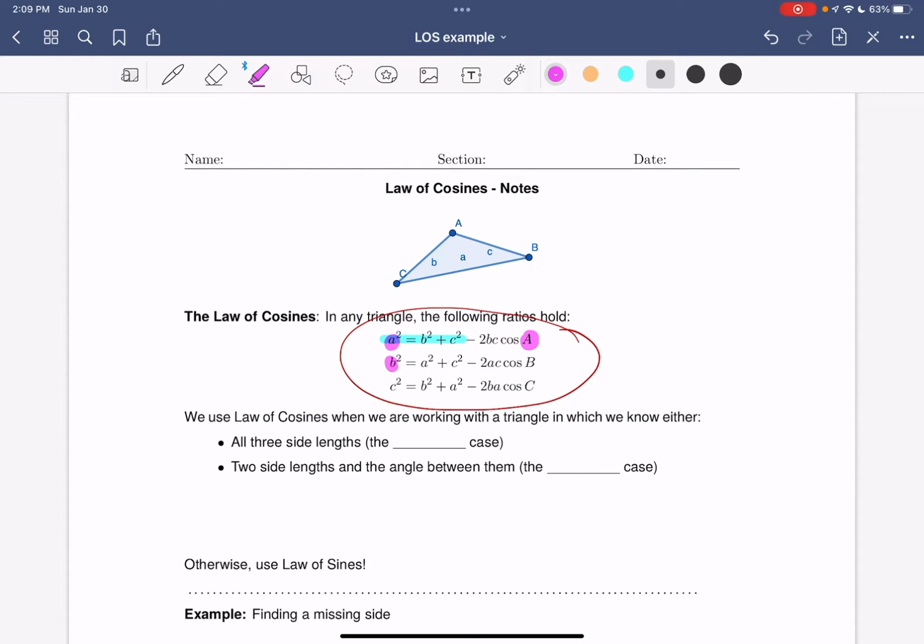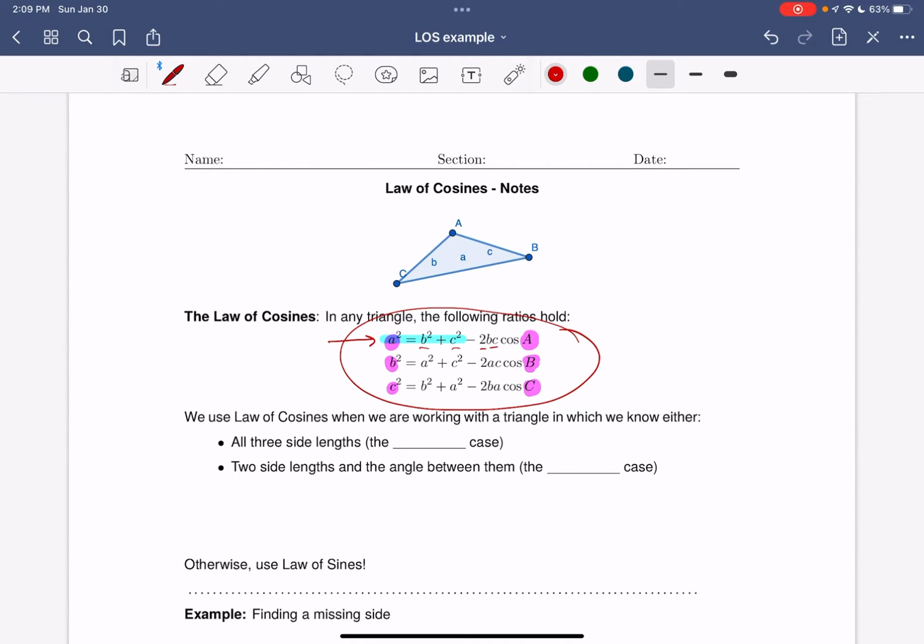If little side B is by itself, then we're using cosine B. If little side C is by itself, then we're using cosine C. Also notice in that top row, the only place angle or side A gets used is on that left-hand side. It's sides B and C that show up in the other slots.